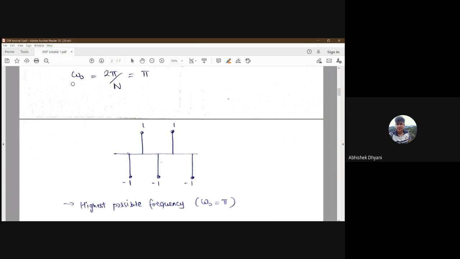So omega naught here actually varies from 0 to 2 pi, or equivalently from minus pi to pi. And in that 0 to 2 pi, the 0 and 2 pi correspond to the lowest frequency. And we saw that in that case, we had a constant signal, while in the case when omega naught equals pi, we get the highest possible frequency.